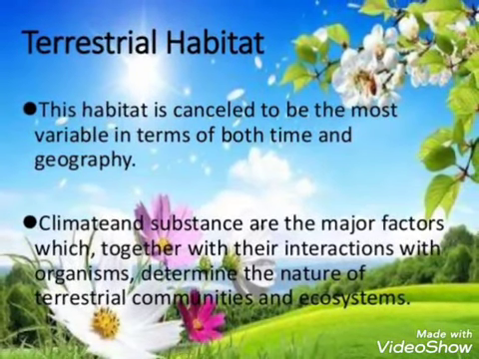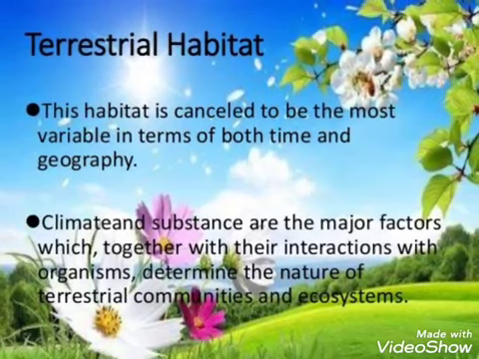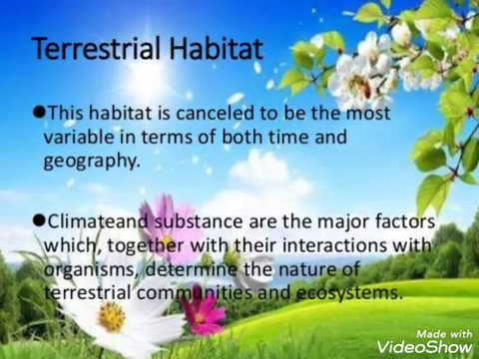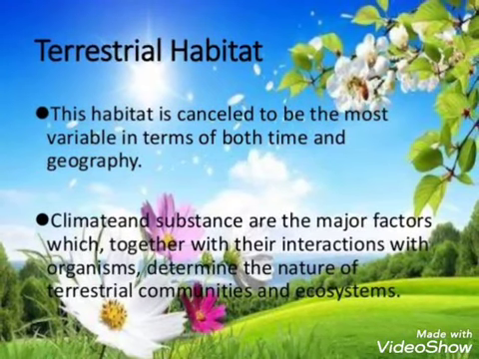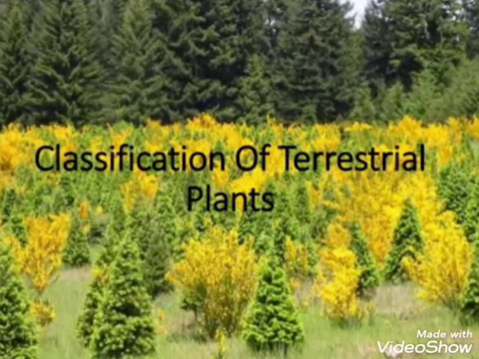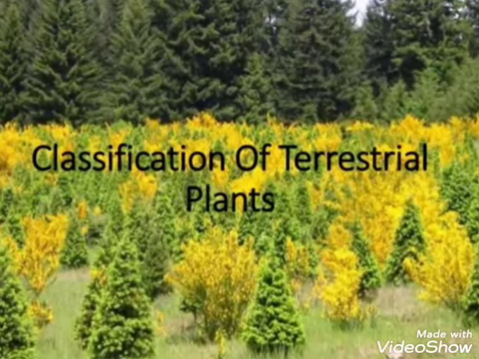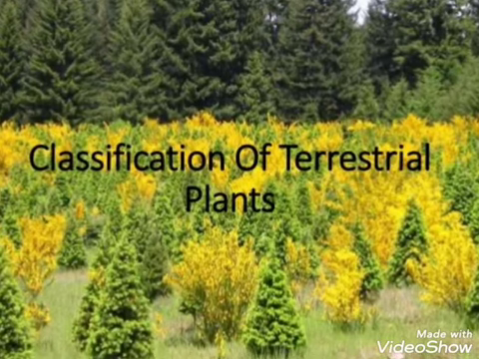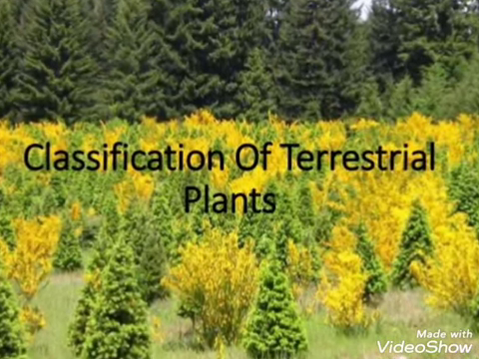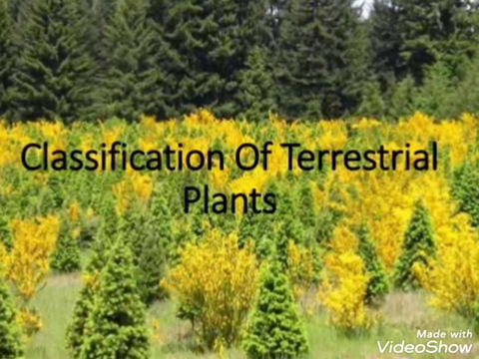and geography. The climate and substance are the major factors which, together with their interaction with organisms, determine the nature of these communities and ecosystems in a terrestrial habitat. Different types of plants grow on the land because land is their habitat. It is called terrestrial habitat.